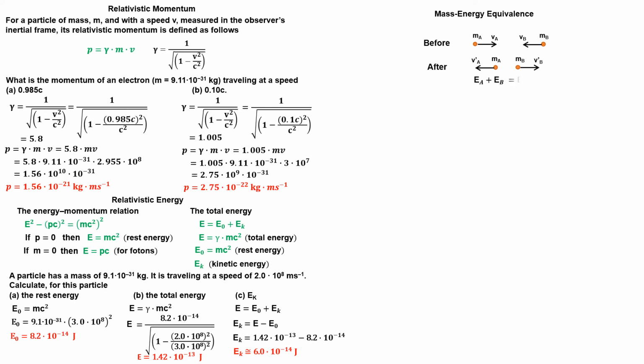Let's apply the conservation of energy. Rearranging the terms, we can write this as follows. The mass terms cancel each other out, leaving only the kinetic energy. That is, the total kinetic energy is conserved. Therefore, in the context of elastic collisions, relativistic energy conservation coincides with the familiar classical conservation of energy.